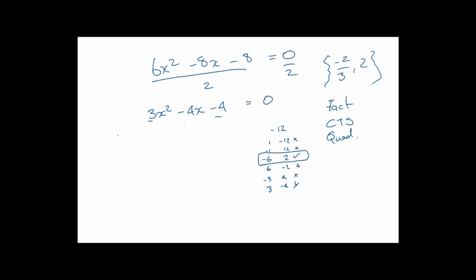So let's break this up. 3x squared minus 6x plus 2x minus 4 equals 0. And I'm going to split that up. So 3x and 6x, what do they have in common? Well, 3x they have in common. So 3x times x is 3x squared, and 3x times negative 2 gives us negative 6. And this one here, what do they have in common? Well, they have 2 in common, and x minus 2, these are the same.